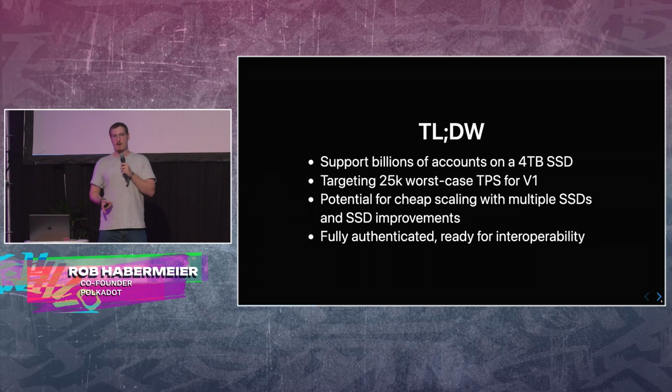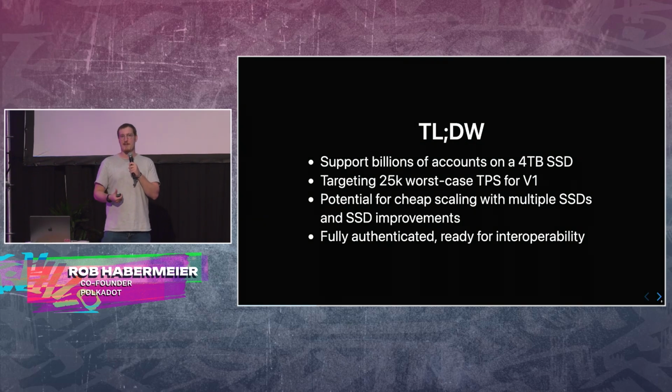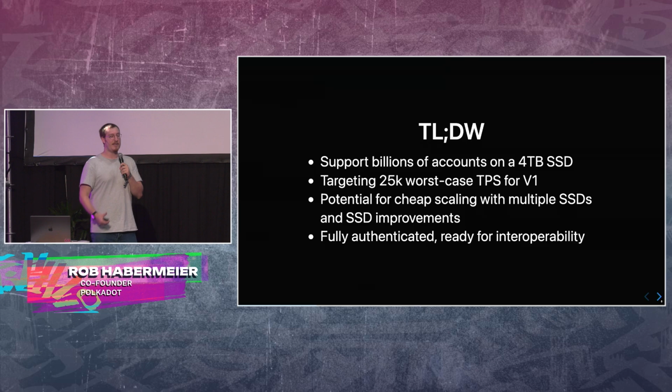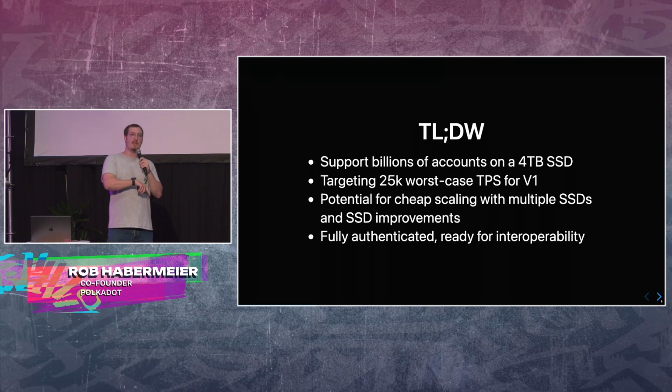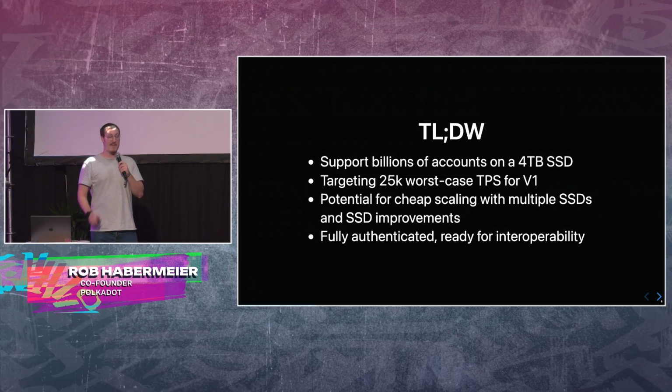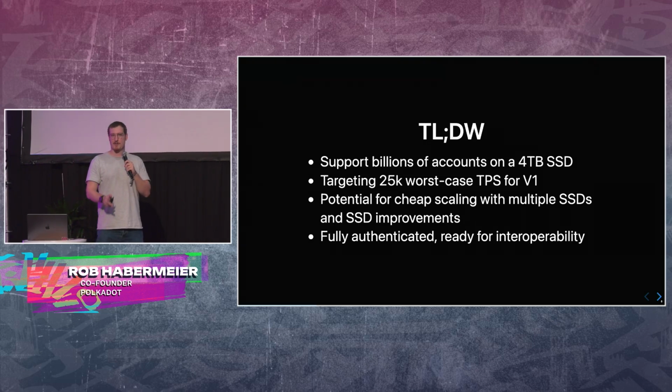For the too long didn't watch, here are the key points. We want to support billions of accounts on a 4 terabyte SSD. Consumer hardware, not that expensive, costs a couple hundred dollars. We want to target 25,000 worst case transactions per second. That's simple transfers, random account A transfers to random account B for V1, and that's against a state with 1 billion accounts. That's our target for V1. Benchmarks are good so far, but you'll see the numbers when it releases.